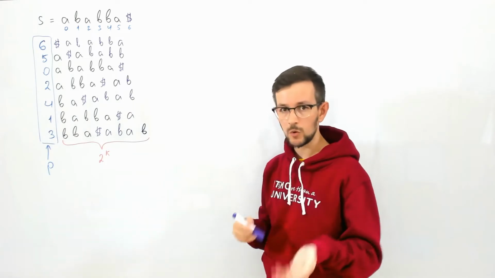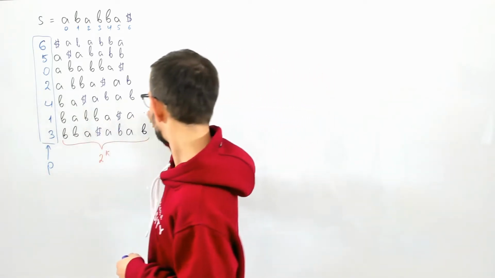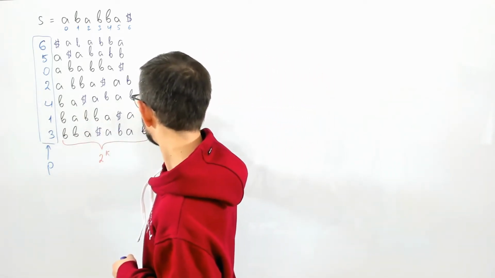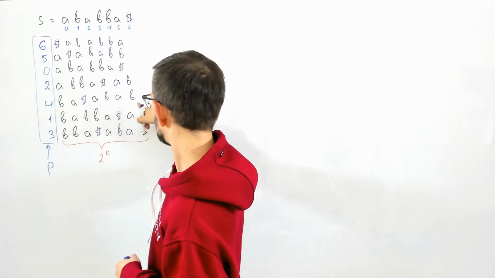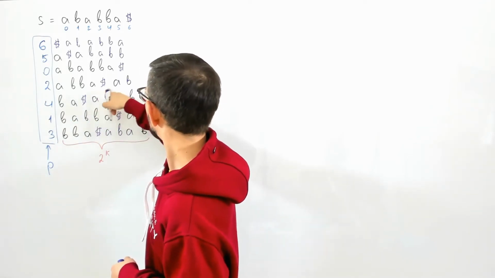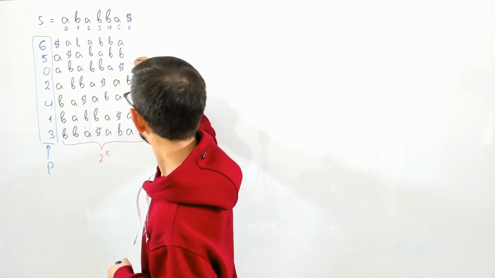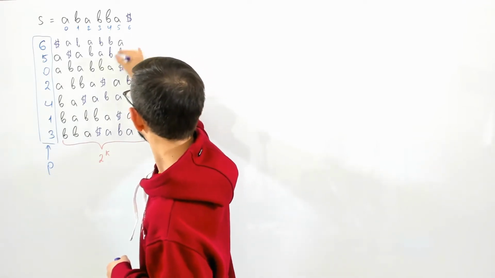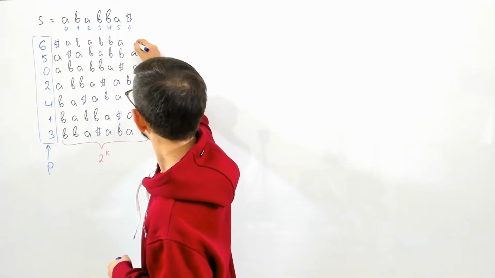And again, we do it to all strings. So we have A, B, A, B, A, B, B. We have A, B, A. Here we have A, A, B, A. Here we go.